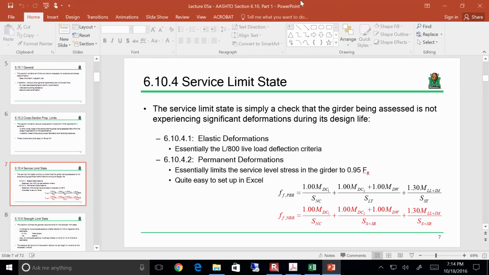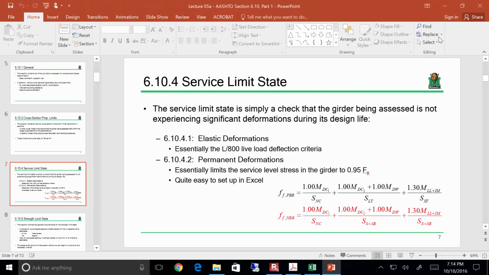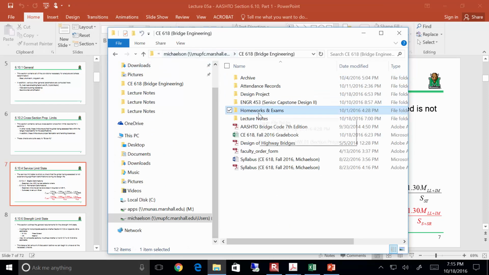All right. Now, service limit state. Live load deflections, I'll handle that later. There's not a whole lot to say about it. It's pretty straightforward. But the permanent deformations take a little bit of discussion. It is very easy to set up in Excel, but you've got to be a little careful about it. Let me go back a little bit further in time and go through some notes with you that might seem familiar, maybe not, maybe it's been a while, no big deal.